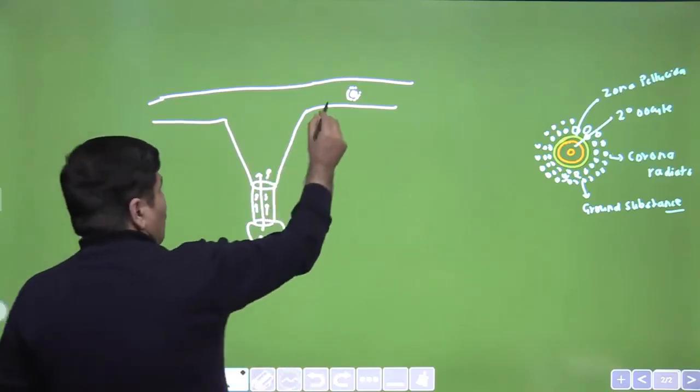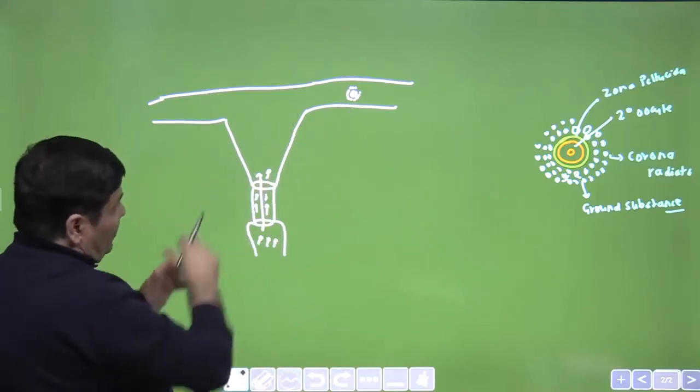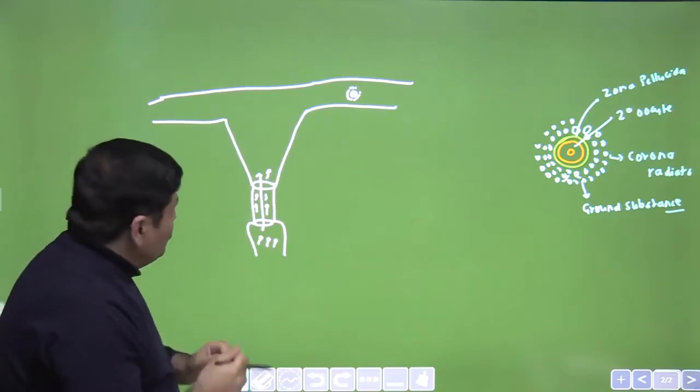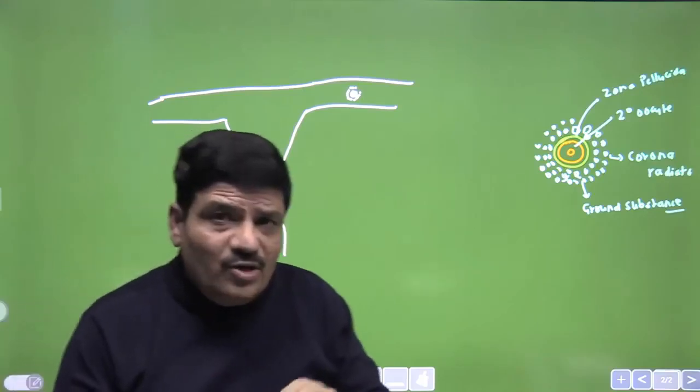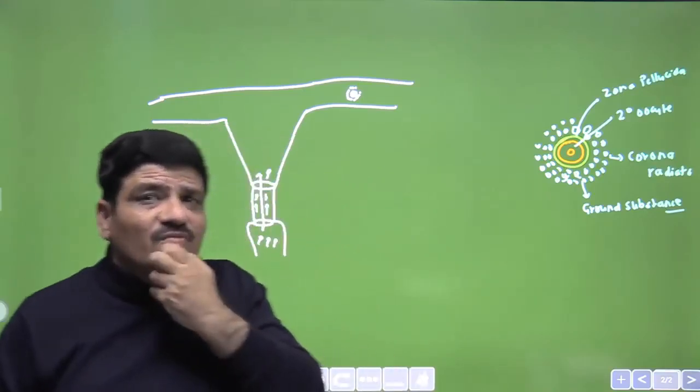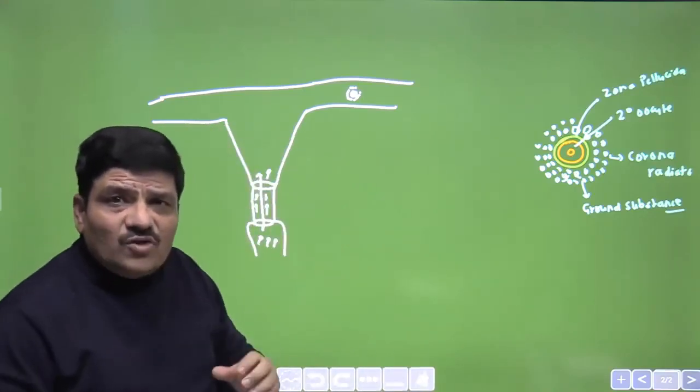Now, because one of the fallopian tubes will have the secondary oocyte located in it, most of the sperms must reach that particular fallopian tube, and that is because of the establishment of the concentration gradient that I was talking about.